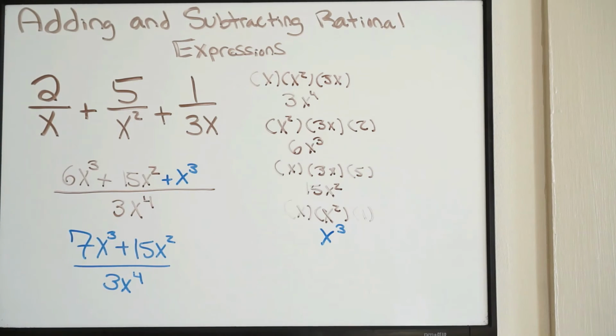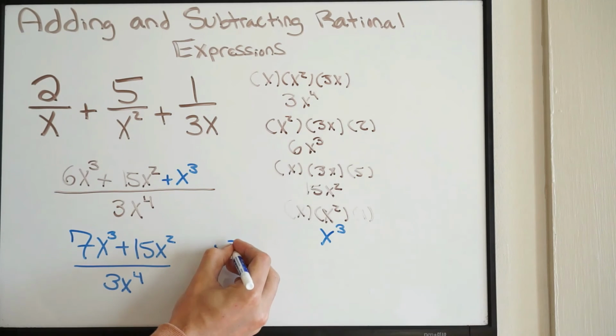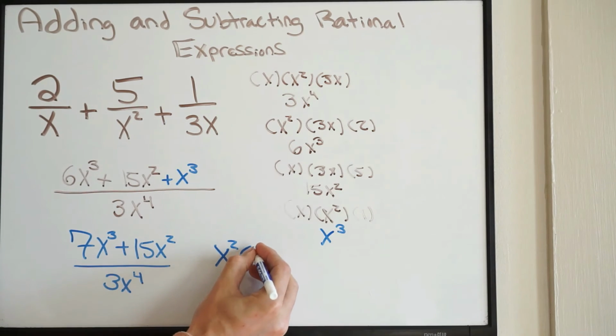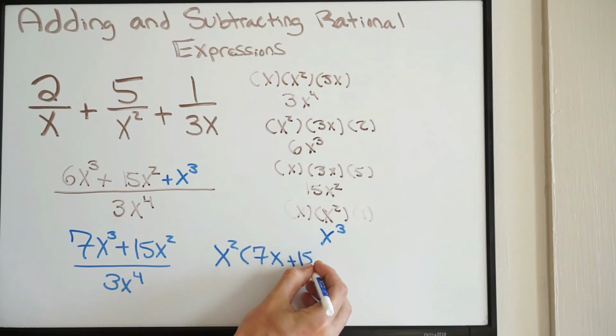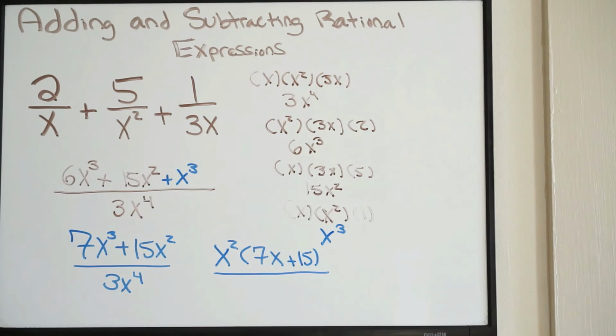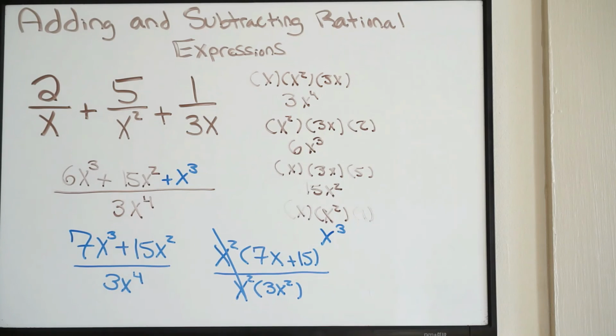Okay. Now, you could leave it like this as your final answer, but we can actually simplify this down even further, right? So if I look at the top, right, I can pull out an x squared, right? So I'm going to go ahead and factor out an x squared, and in parentheses you're going to have 7x plus 15. Looking on my denominator, right, I can also pull out an x squared. So I'll pull out an x squared, and then I'll just have 3x squared, okay? Look what happens here. These x squared, that's going to cancel, okay?